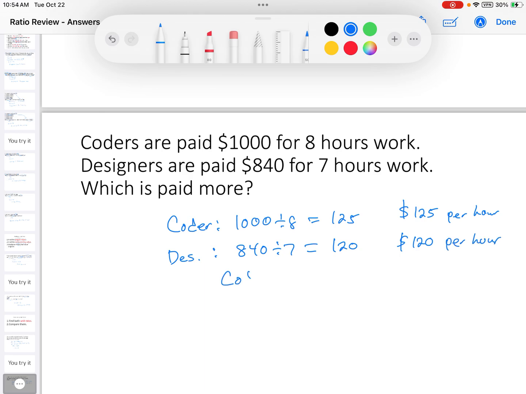Which is paid more? Coders are paid more. How do we know? 125 is greater than 120. And that's the whole thing.